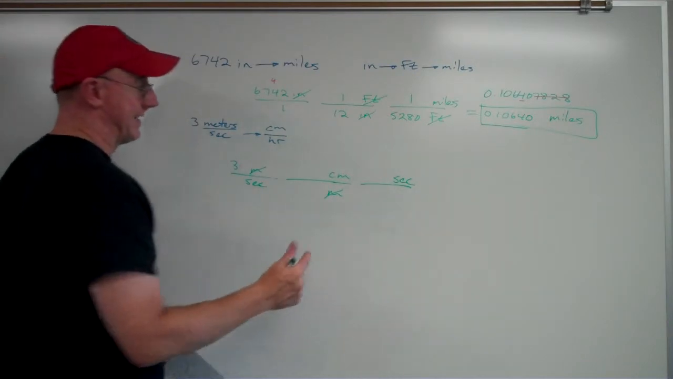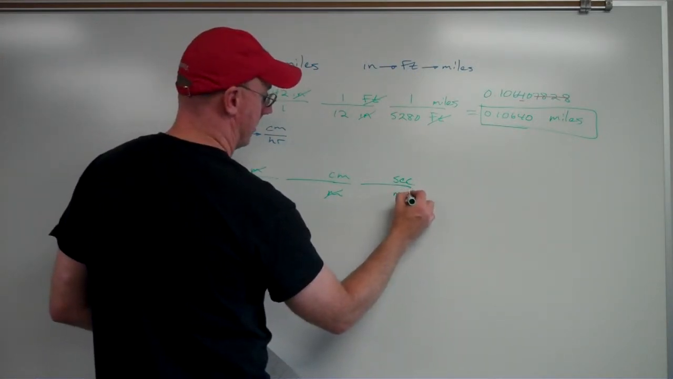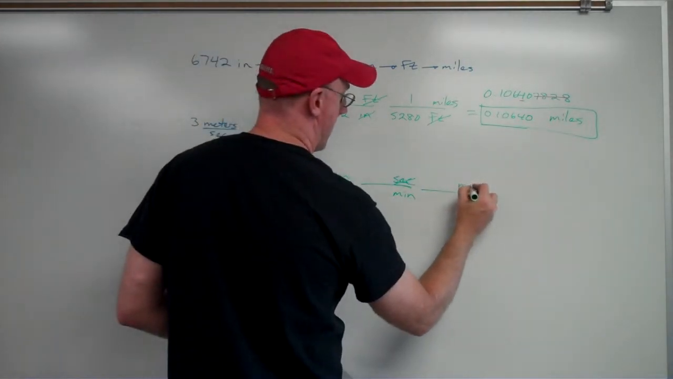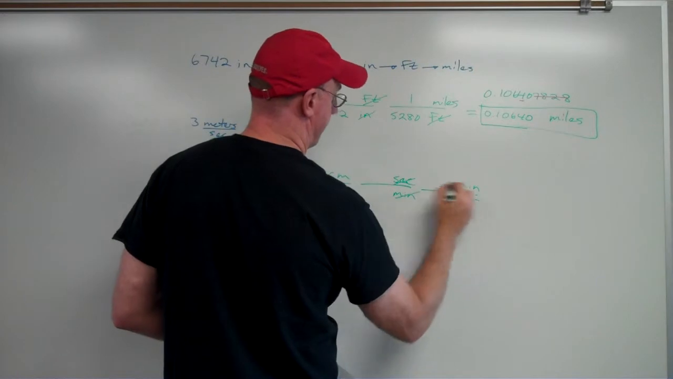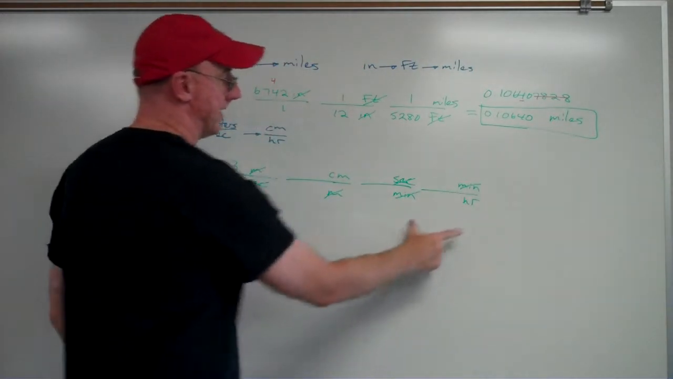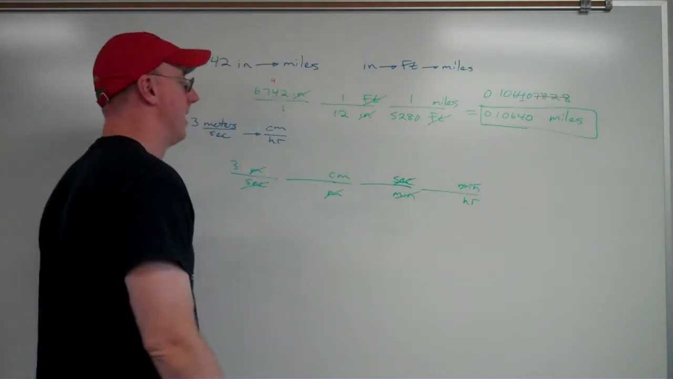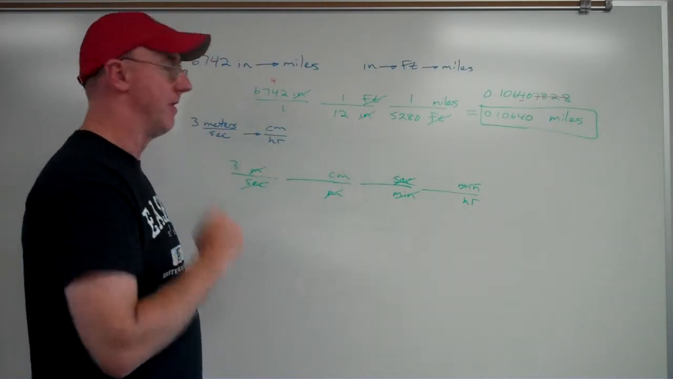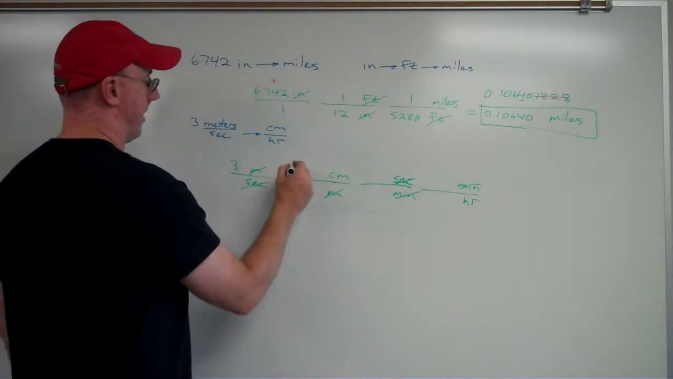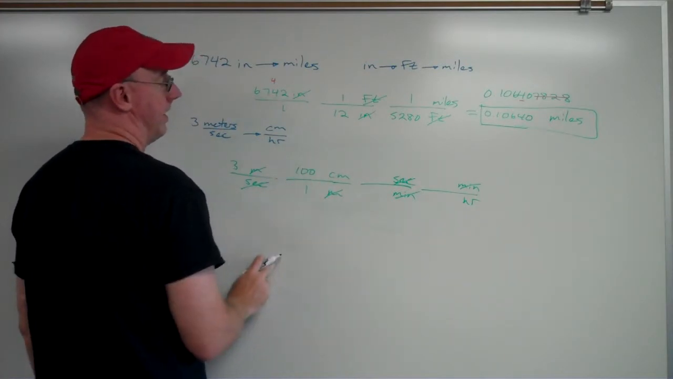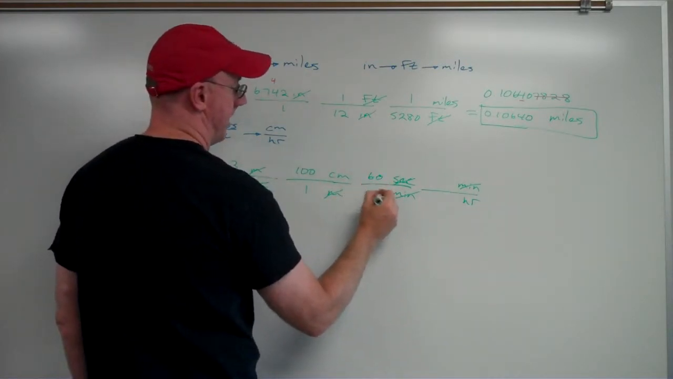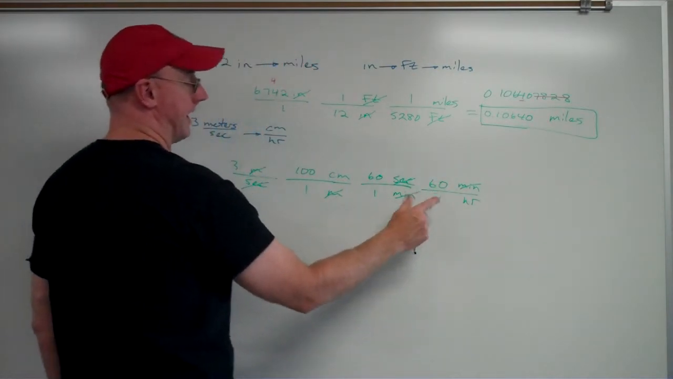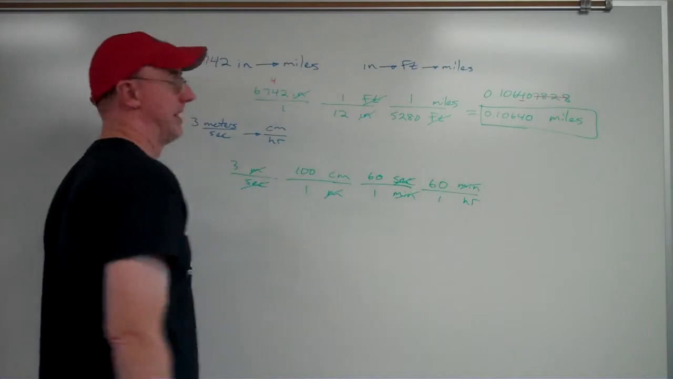Some people go straight seconds to hours, that's fine. Some people go seconds to minutes, and then minutes to hours. That's fine too. Doesn't matter. You can combine these last 2 steps. It's totally fine. So again, just to emphasize, the method is all about the labels, all about the units. Numbers are secondary. So 100 centimeters in a meter, 60 seconds in a minute, and 60 minutes in an hour. If you're going to combine these two, you could say 3,600 seconds in 1 hour. That's totally fine too.